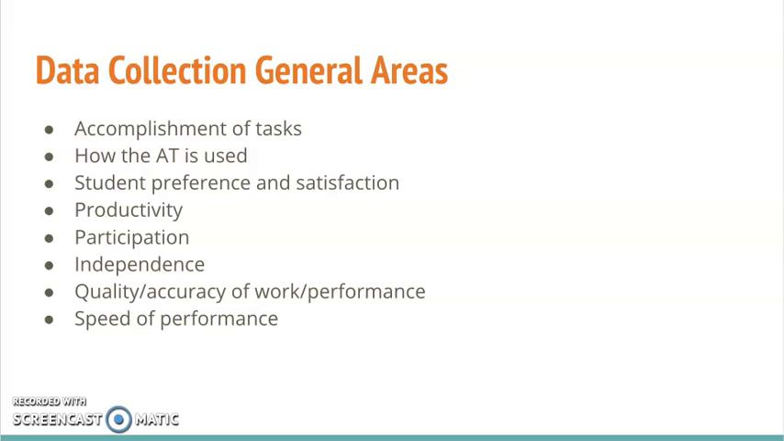A lot of assistive technology helps promote student independence, so we want to make sure that the assistive technology is doing just that. So we need data in that area as well. Some assistive technology is used to improve the quality or accuracy of work or the student's performance. So maybe it's a writing tool that helps with spell check and such. So you want to look at students' accuracy, and spelling should be increasing and improving through the assistive technology. And then speed of performance as well.